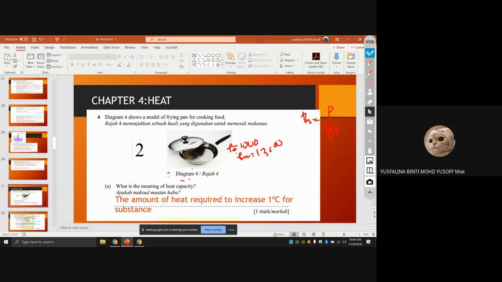For heat capacity, you don't need to mention 1 kg of the substance. It is the amount of heat required to increase the temperature of a substance by 1 degree Celsius. This is heat capacity. For specific heat capacity, it is the amount of heat required to increase the temperature of 1 kg of substance by 1 degree Celsius. So the difference is that the amount must be exactly 1 kg of substance. That is the answer for 4A.